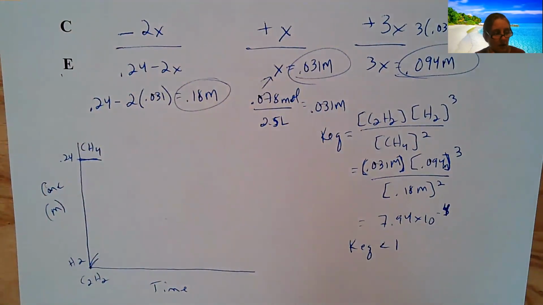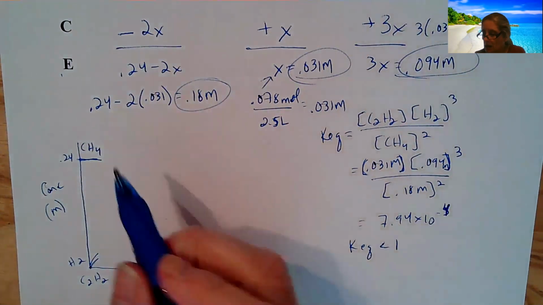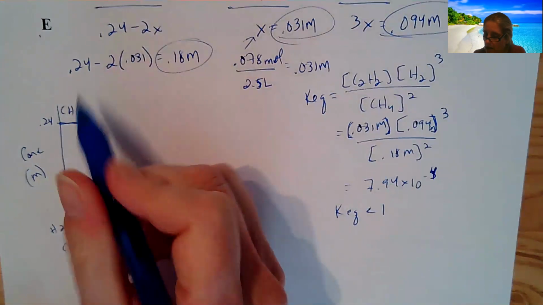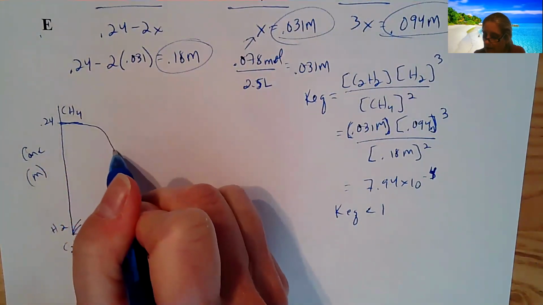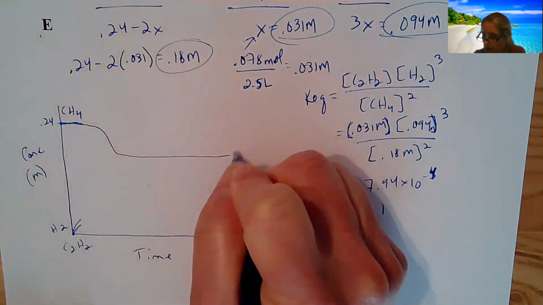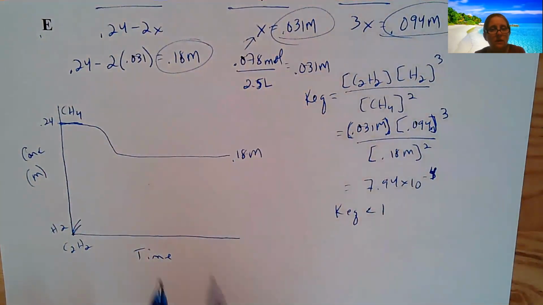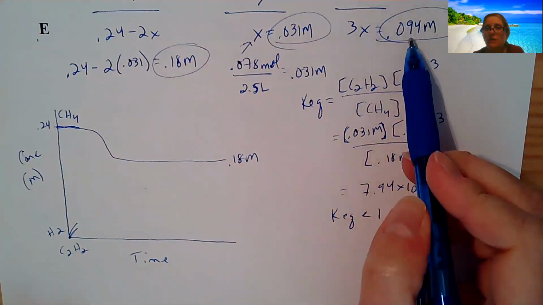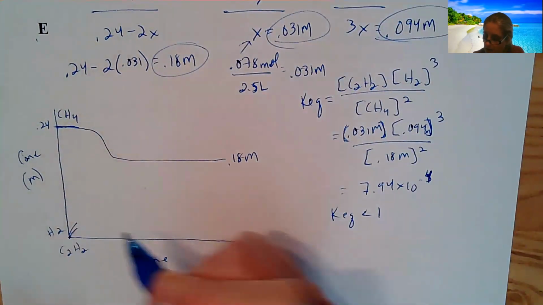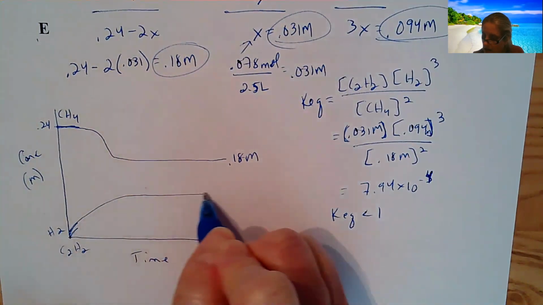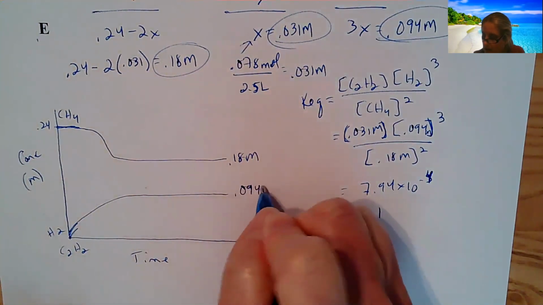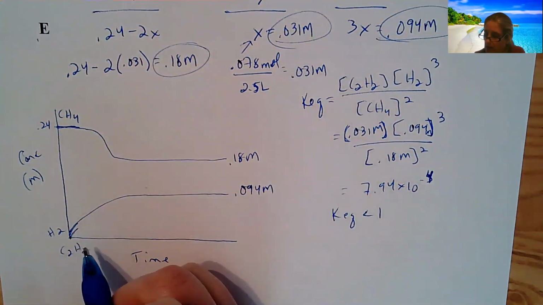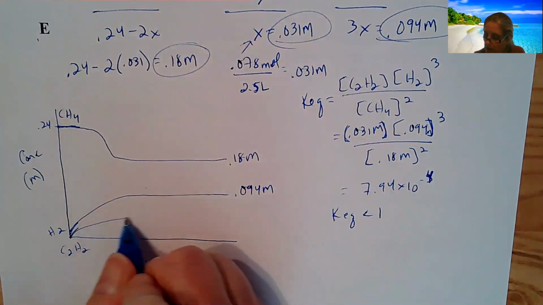These are going to be graphs we just freehand. So it's going from 0.24 down to 0.18. I'm going to label that as 0.18. And then my H2 is starting at 0, and it goes up to 0.094. So I'm going to go there, and that's going to be about here. So 0.094 molarity. And then C2H2 is going to start at 0 and go to 0.031.